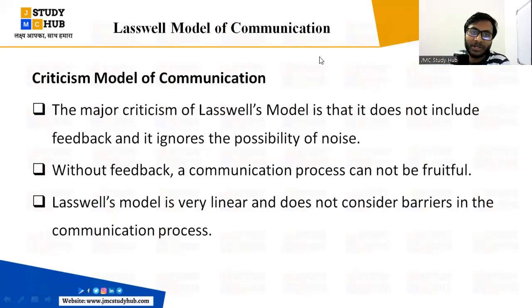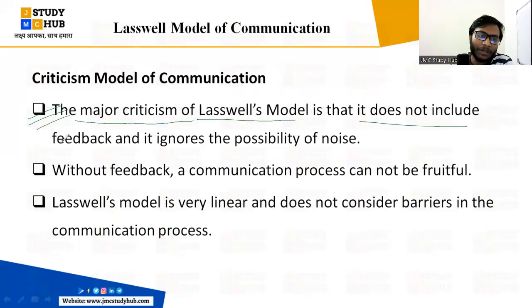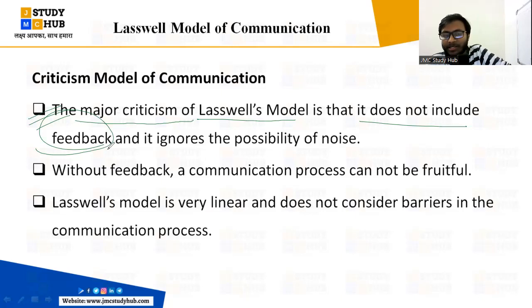Now let's talk about the criticism of the communication model. What is the criticism of the Lasswell model? We have already discussed it, but we'll discuss more. The major criticism of the Lasswell model is that it does not include feedback. Feedback is not by the receiver here. Feedback is on the effect, where the sender is predicting the effect. Effect is not on the receivers; effect analysis is done before the process starts. We have discussed effect analysis in detail, okay?